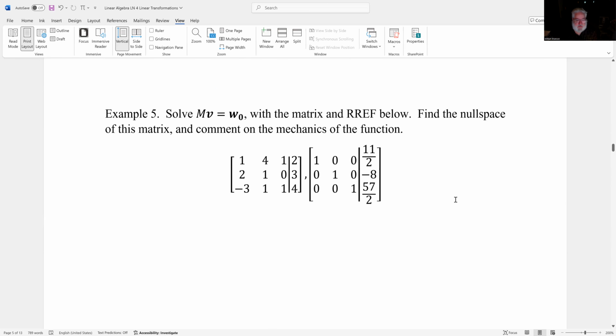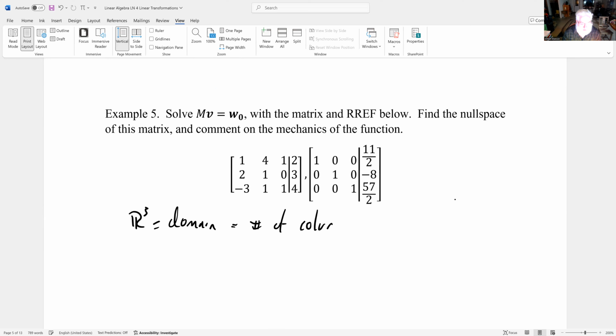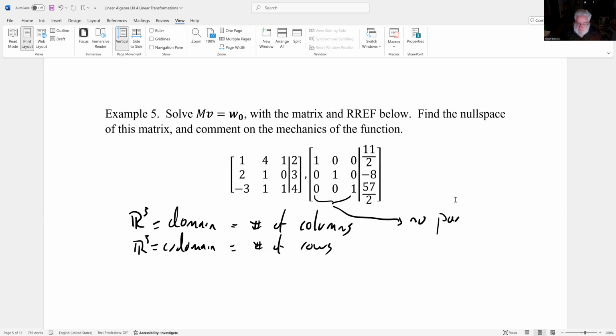So same thing here. This is going from R3, the domain, which equals the number of columns, to R3, the codomain, which equals the number of rows. Looking at this, there are no parameters. So the null space is just the 0 vector.